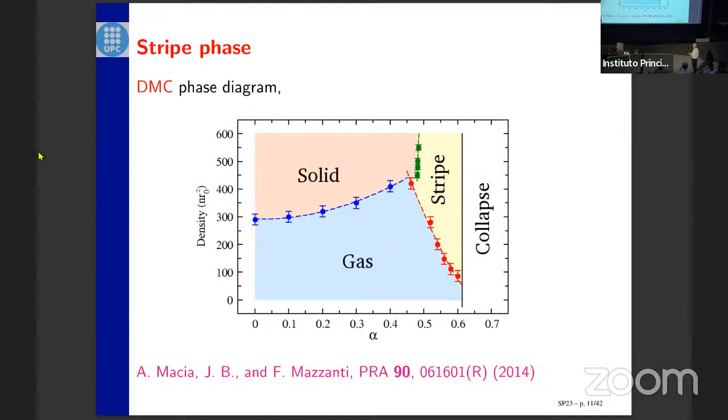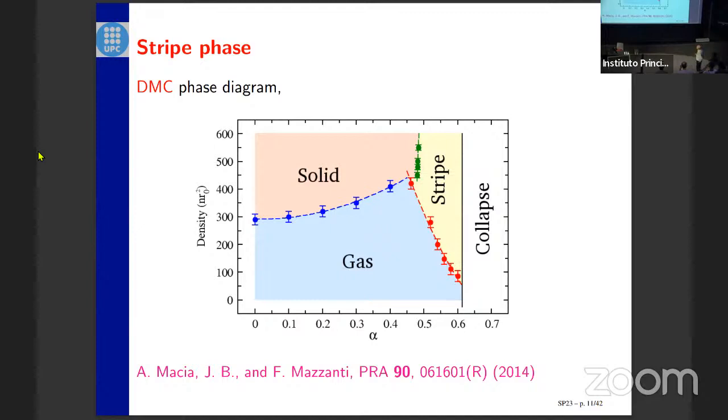But what's nice is that we identify three phases: a normal gas, with some anisotropy but still a gas. We have a crystal, a triangular crystal that we can see. And more interestingly, we see this phase here, which is called the stripe phase, which I think is very interesting to explore, because I will comment that this stripe phase, in some parts, is in fact a super stripe, in the sense that it's superfluid.